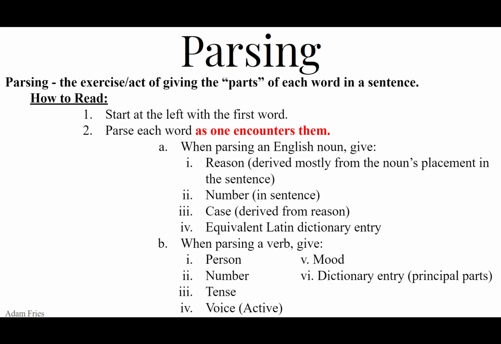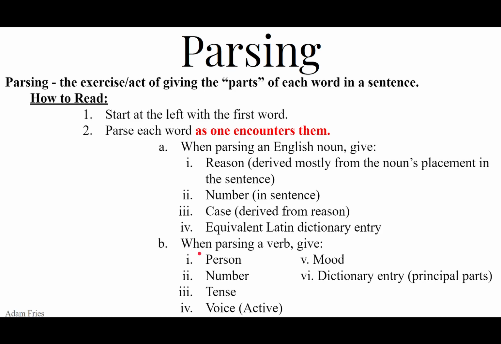When we parse an English noun, we are to give first the reason of that English noun, because English derives its syntax mostly due to word order, the noun's placement in the sentence or with prepositions. We can also determine the number of the English noun, usually by the addition of the letter S if it's plural. And then, from the noun's reason, we can derive its case in Latin. For instance, if we know that the noun we're looking at in English is the direct object of the sentence, that will translate into the accusative case in Latin. And then once we have the equivalent Latin dictionary entry, it's a simple declining game.